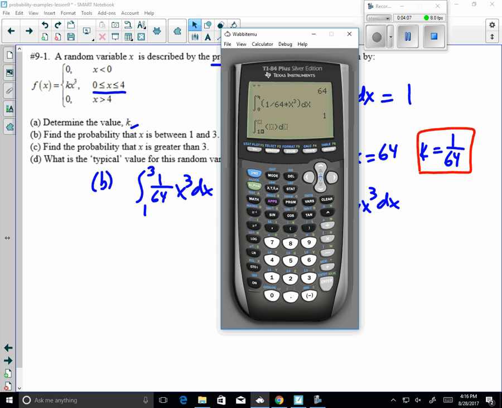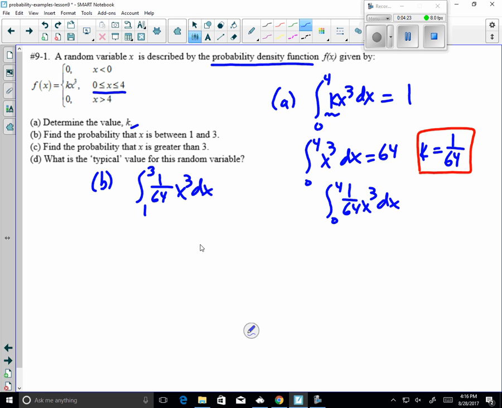There's various manual ways to do this, but this is not a calculus video. This is a probability video. So 1 divided by 64 times x cubed. This time we'll only find the area under the curve between 1 and 3. And that turns out to be 0.3125. So that would be the probability that this random variable is between 1 and 3.